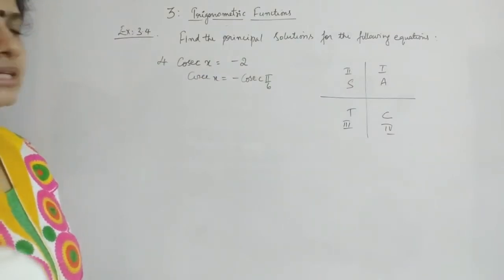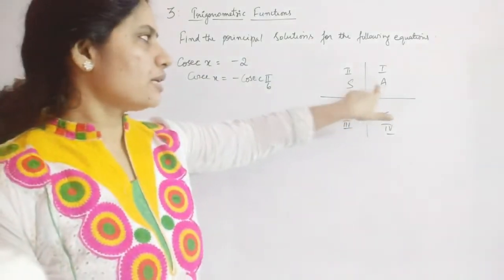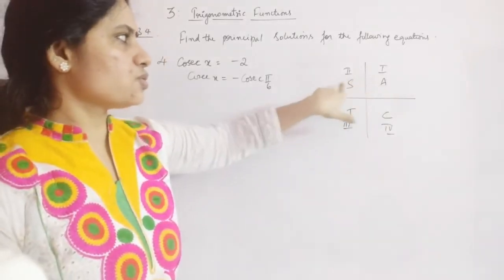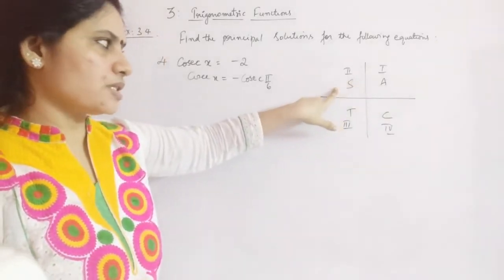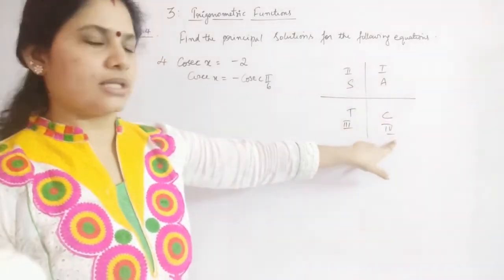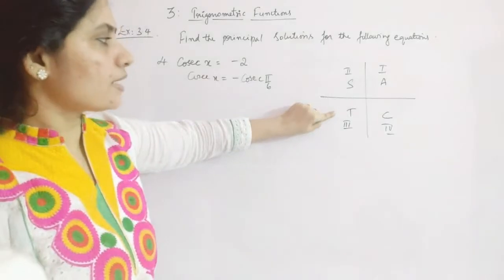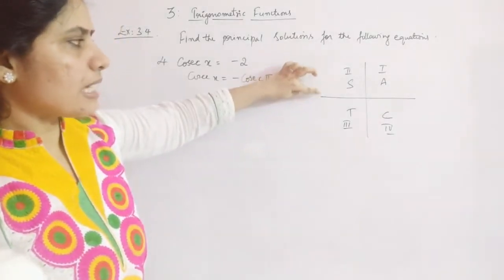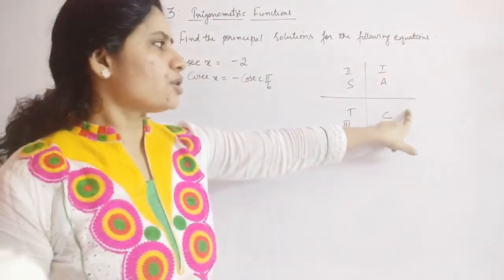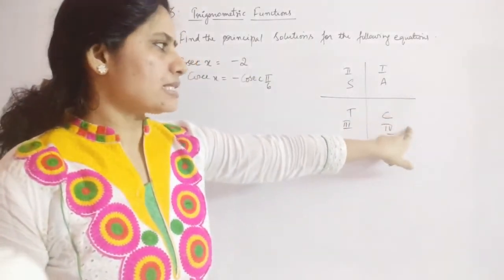Cosec negative means sine is negative. Okay, so first quadrant and second quadrant we know that all and the sine. These first two quadrants have your sine value to be positive. That means we have to take the values from third quadrant and fourth quadrant. Now in order to get third quadrant, pi plus something will give you third quadrant, and for fourth quadrant it will be 2 pi minus something.